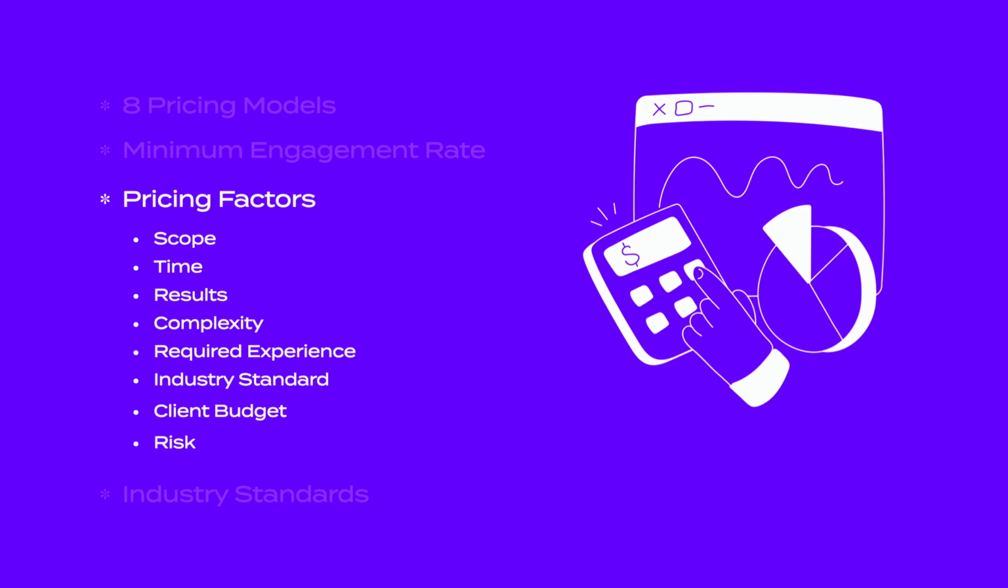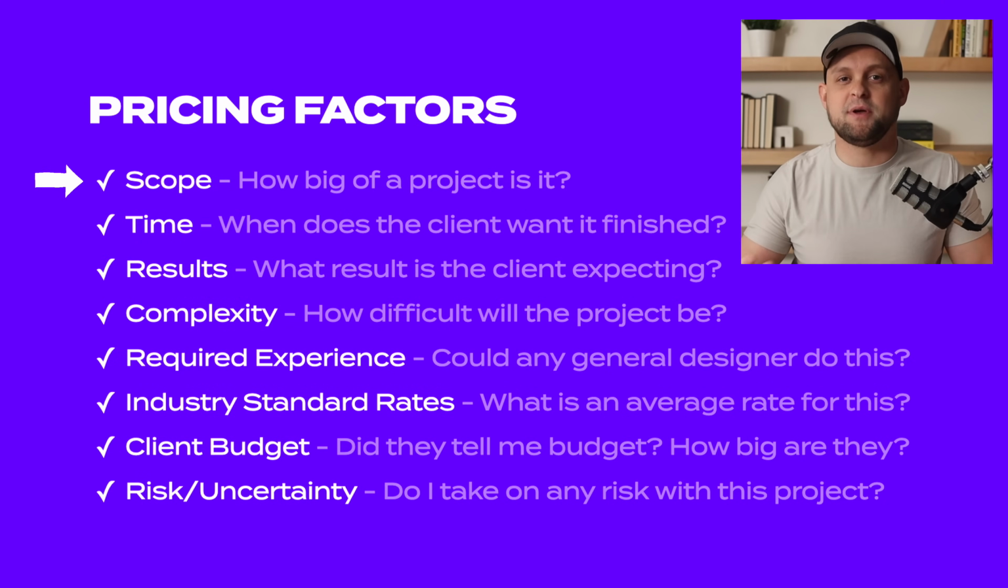All right, so now we're moving on to step 3. And this step is possibly the most important because we're talking about the different pricing factors that you need to consider when giving the prospect a bid. So you know your pricing model, you know your minimum rate that you're not going to go below, and now what you're going to do is you're going to determine the price based on these different factors. So first is the scope, or how big the project is, how much work is going to go into it.